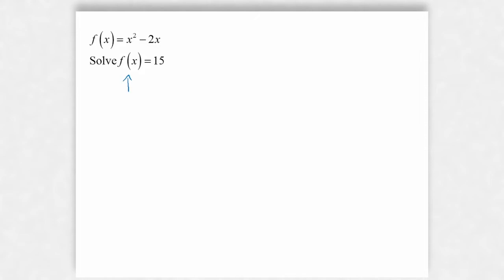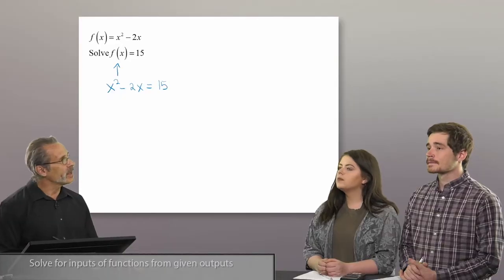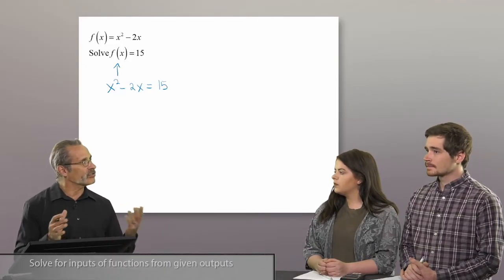And the function's formula is x squared minus 2x. Very good. So I have x squared minus 2x equal to the output I'm given, which is 15. I'm trying to figure out the input that would give me that output. So I want to solve, and I do have a second degree equation.